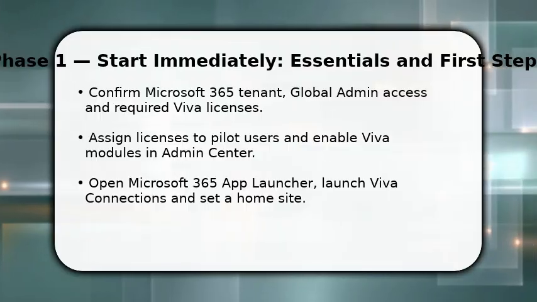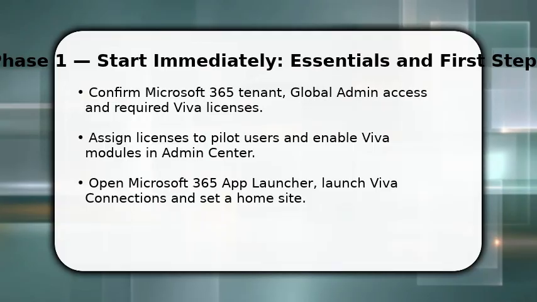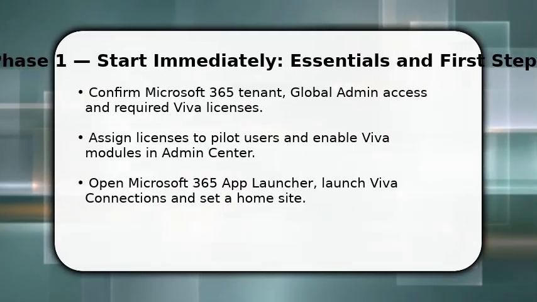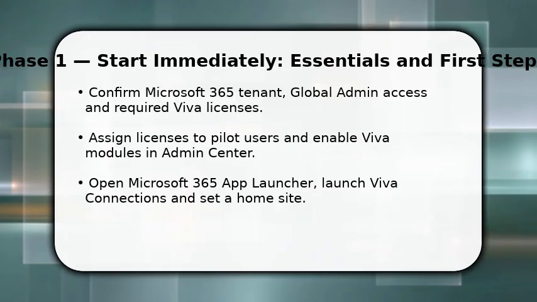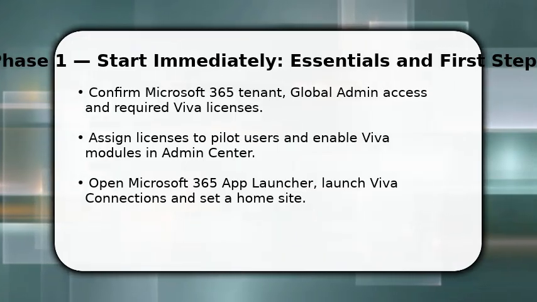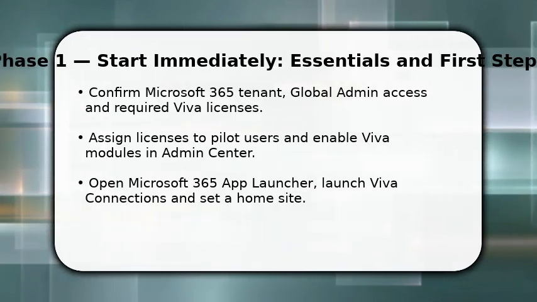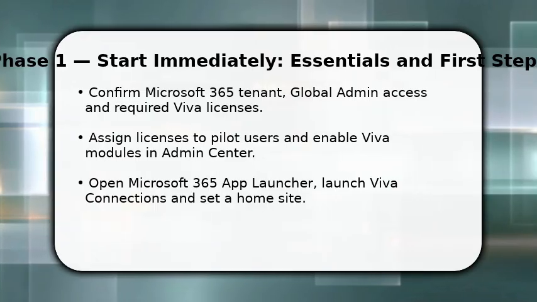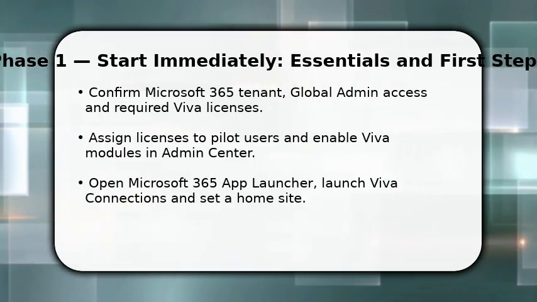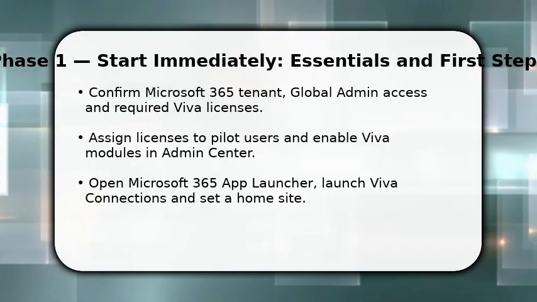You begin with 3 essentials: tenant admin rights, assigned Viva licenses, and a designated SharePoint home site. Once those are confirmed, go to the Microsoft 365 Admin Center and enable the specific Viva modules you need. Make sure licenses are applied to pilot accounts.